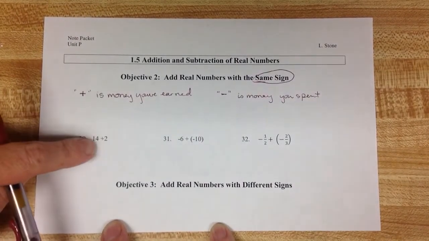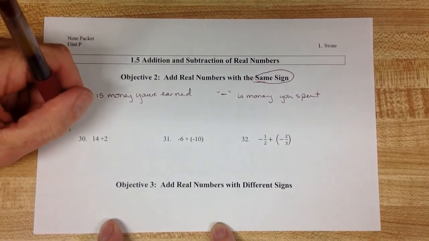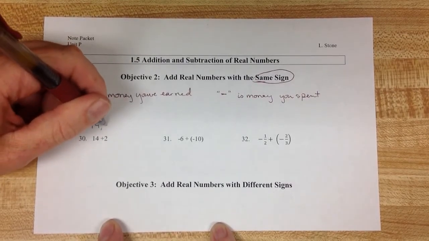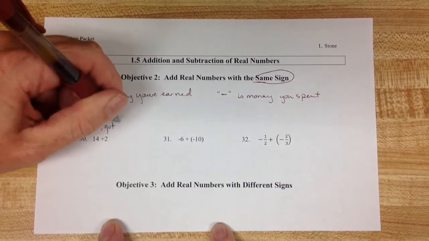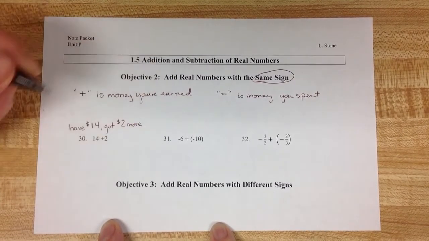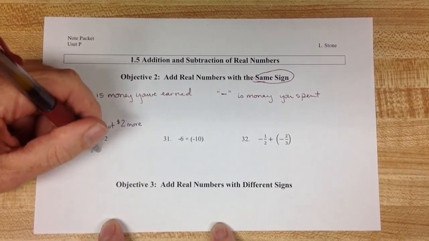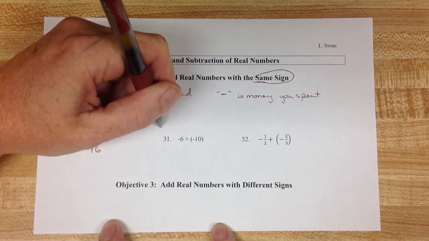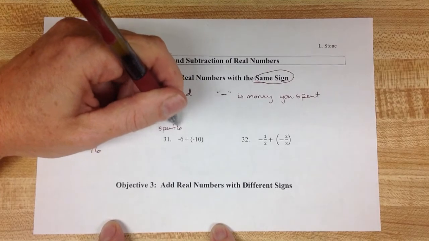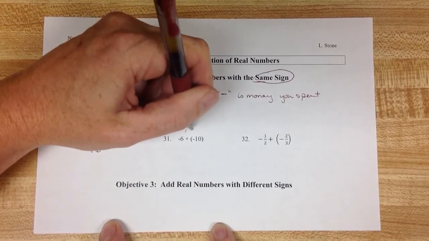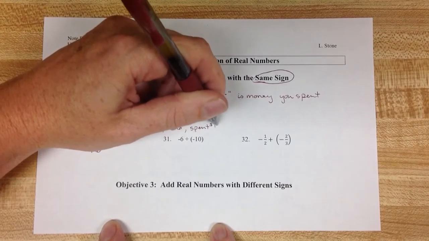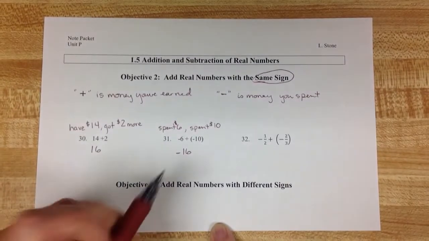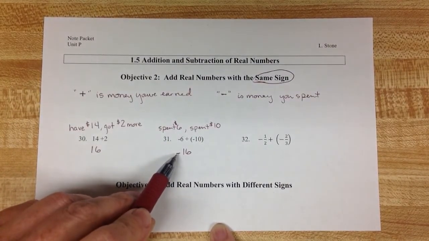So if I think of this problem in terms of money, I'm saying I have $14 because the 14 is positive, and because the 2 is positive, I got $2 more from somewhere. So that gives me a total of $16. In this case, I spent $6, and then I spent $10 more. So I'm finding myself $16 in debt, or $16 that I owe.